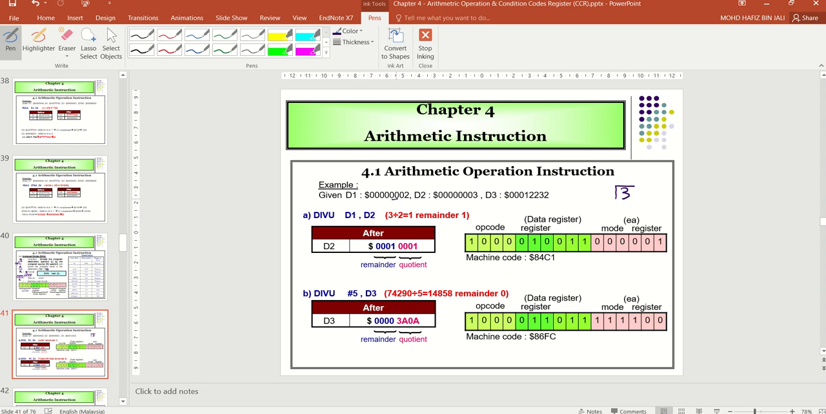D1 only considers the word size, but since the upper bit is 0, just take the value 2. So 3 divided by 2. This one is the quotient, this one is the remainder. So how to write it? Each quotient and remainder needs to be in word size. So quotient is 1, so 0001. Remainder is also 1, so 0001. Okay, this is the answer.